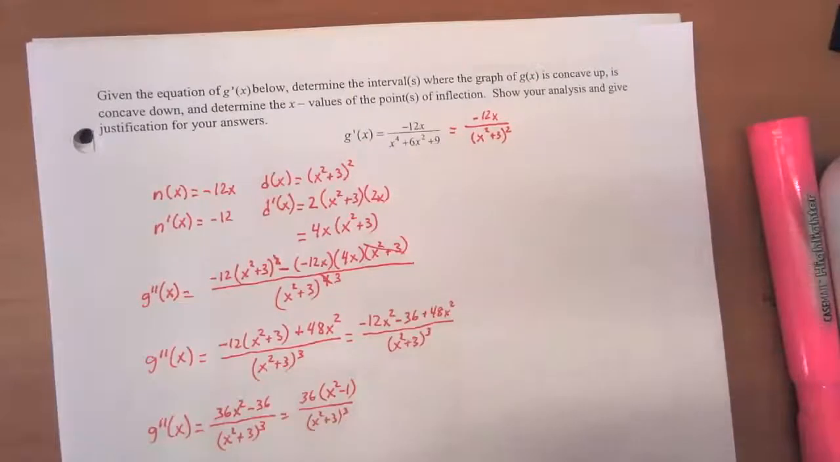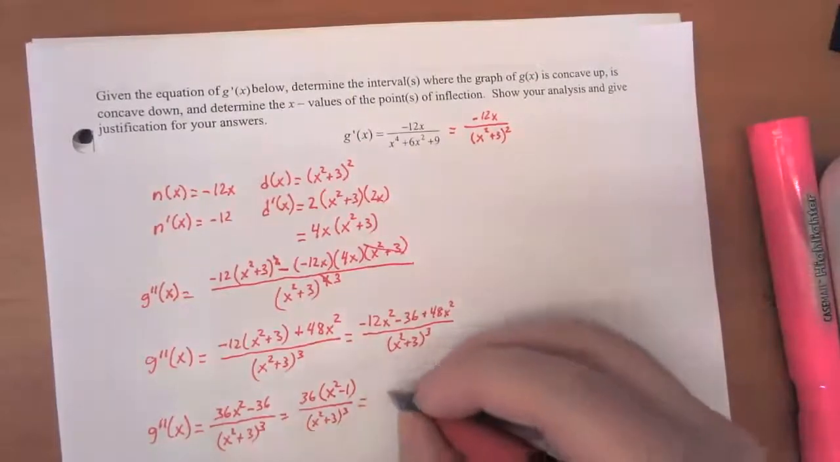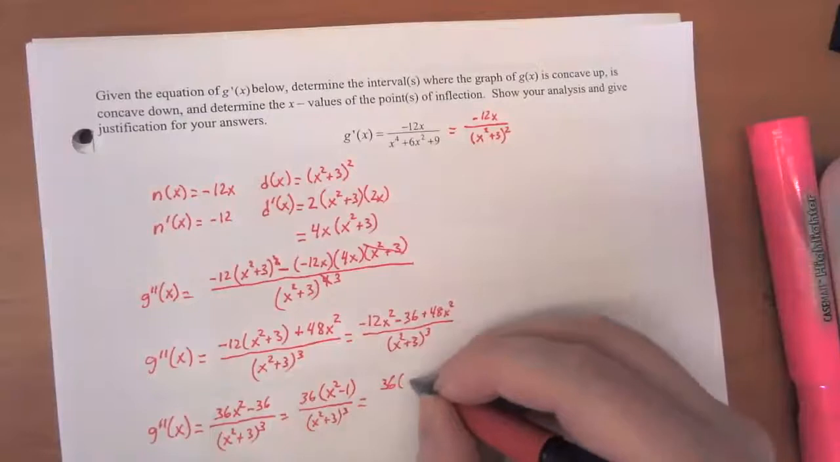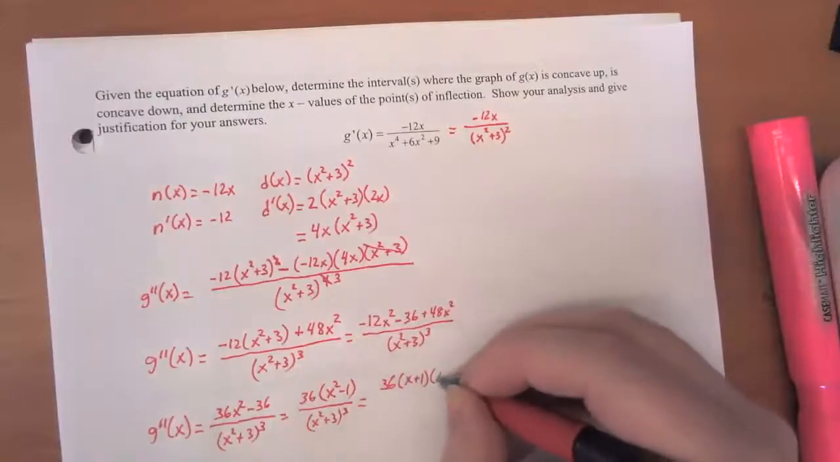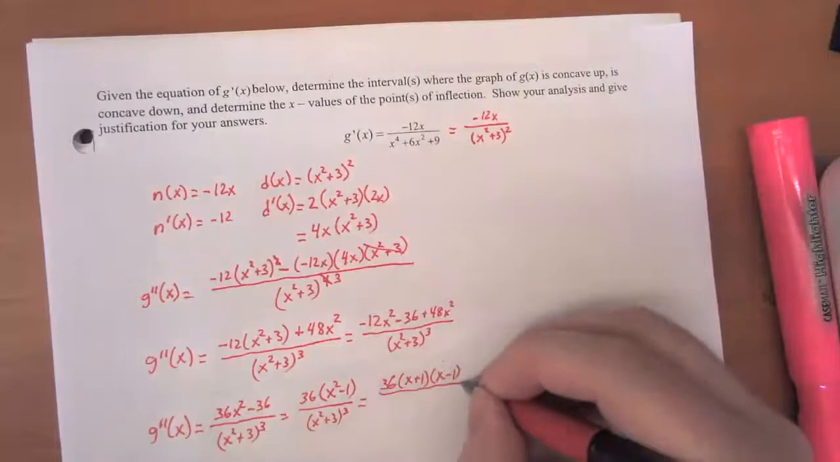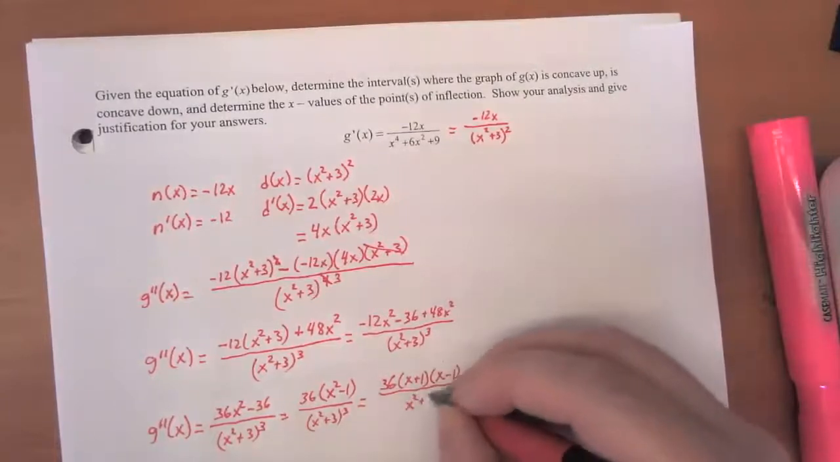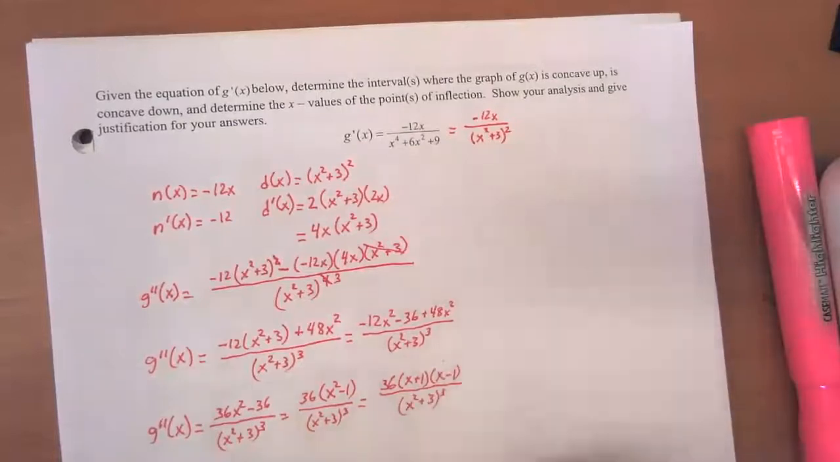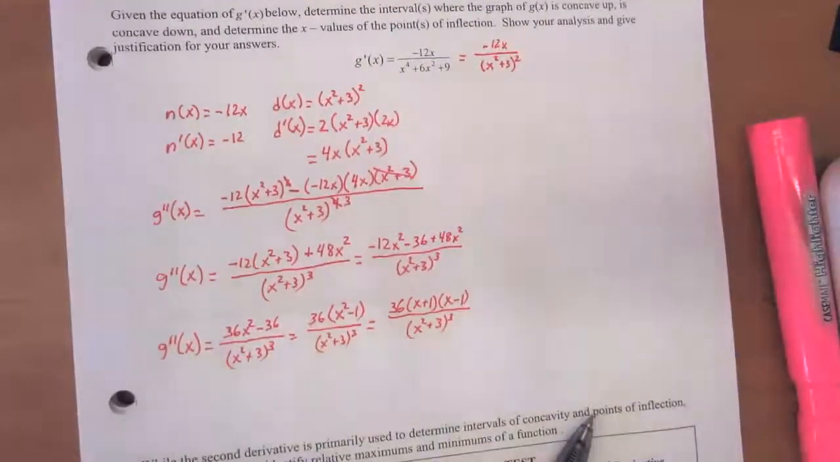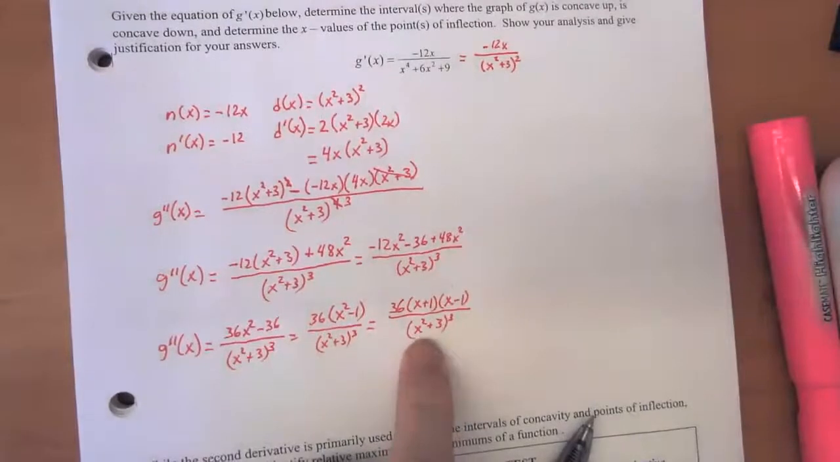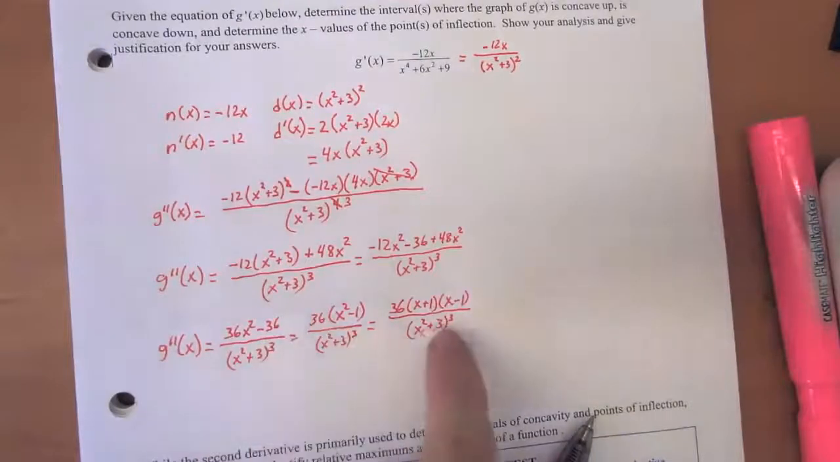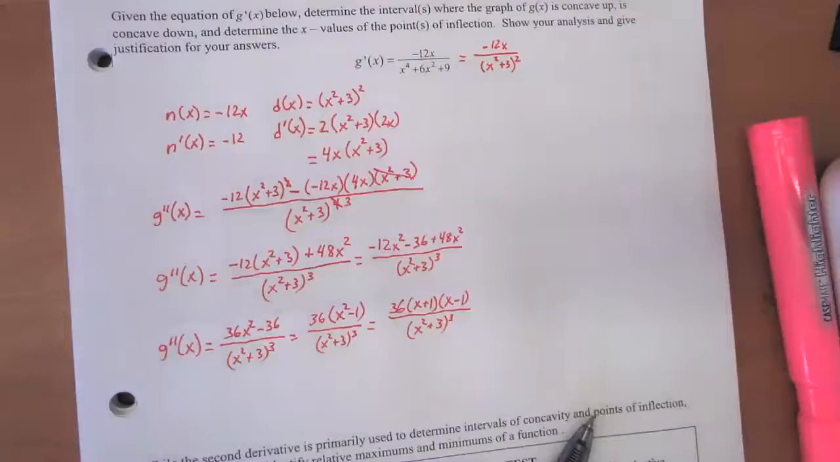And the last thing I'll do is factor this, because x squared minus 1 is the difference of two squares. So that's just x plus 1 times x minus 1 over x squared plus 3 quantity cubed. All right, so that was a lot, but this is a nice format for us to answer the second part of our question, which is going to be using this and analyzing this function to find the concave up, concave down, and points of inflection. So hang on, and we will do all this in the next video.